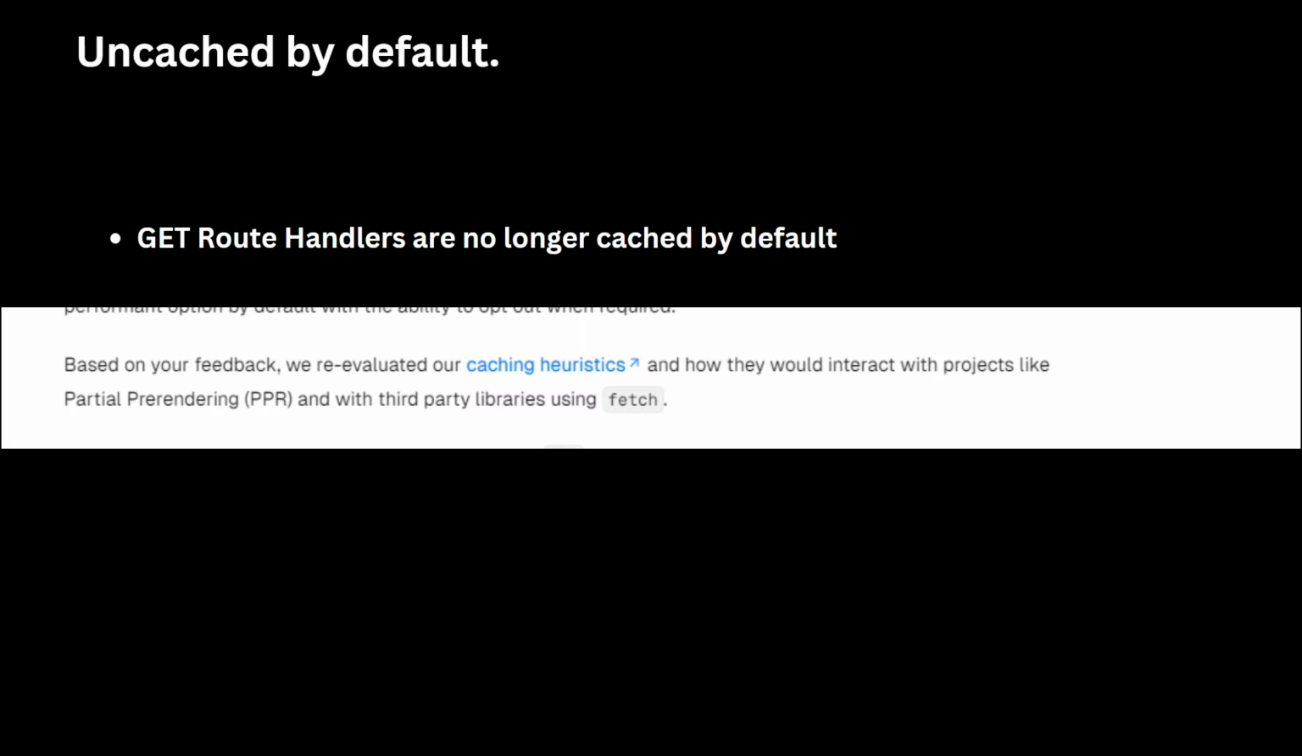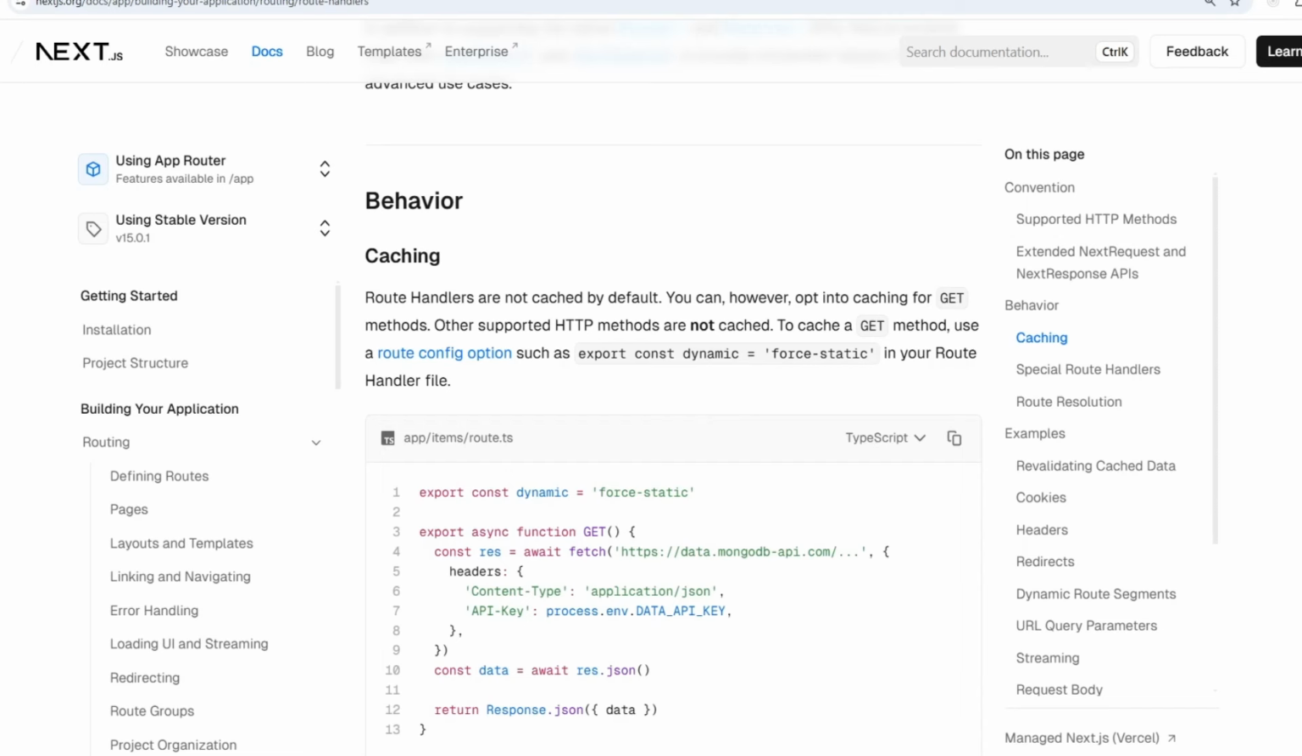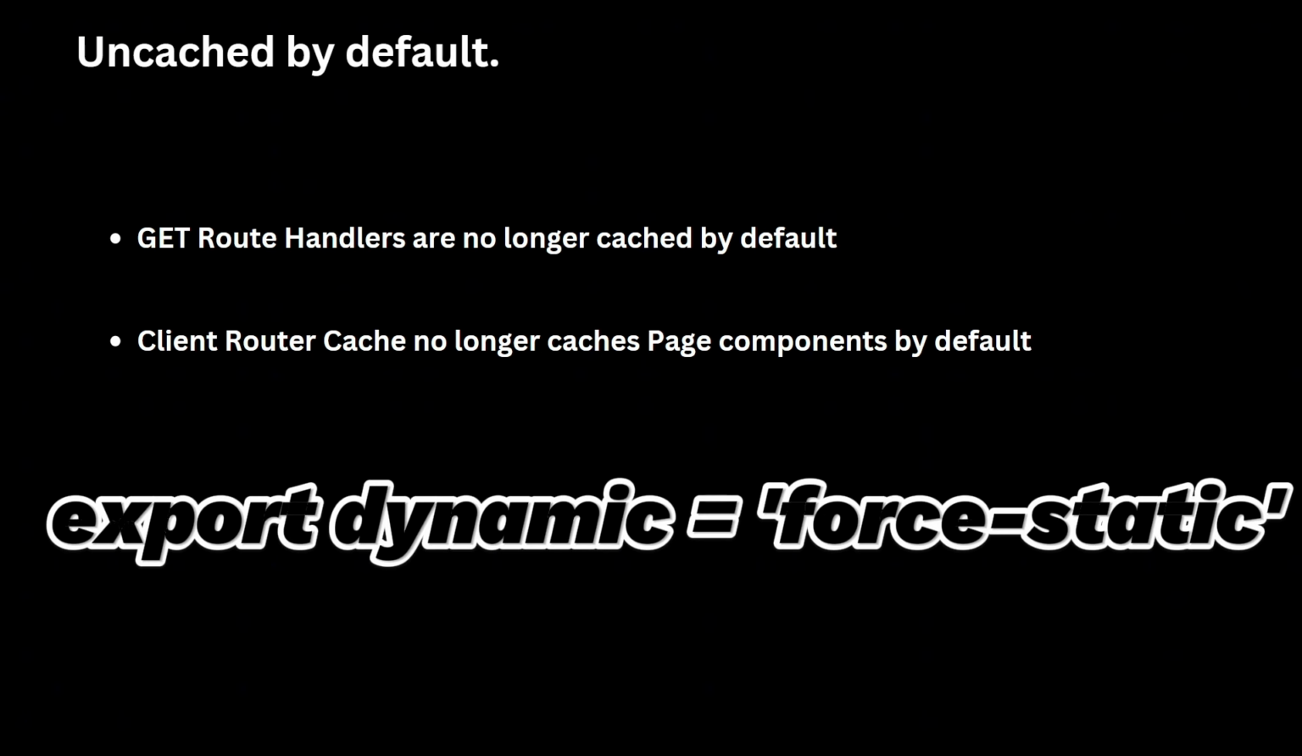The second big change is the caching behavior. Vercel heard your feedback on caching, and they're making some important changes in Next.js 15 to make things more intuitive. Let me break down what's changing. First up, the GET route handlers are no longer cached by default. In Next.js 14, these were automatically cached unless you told them not to be, but now it's the other way around. If you want caching, you will need to explicitly opt in using something like export dynamic force-static.